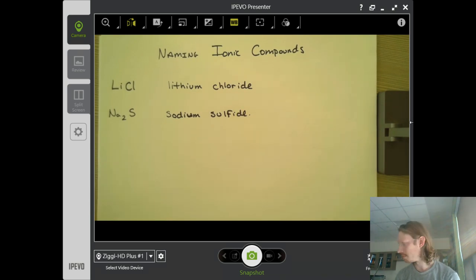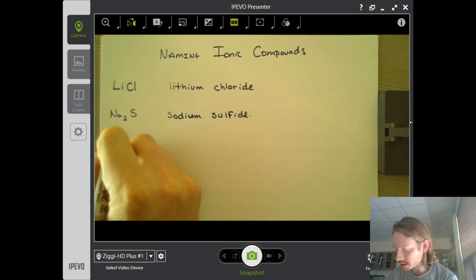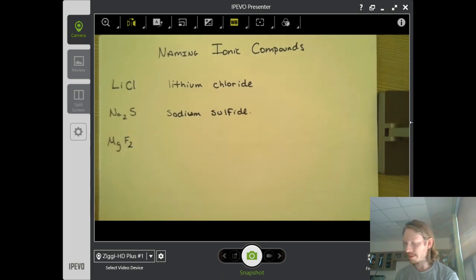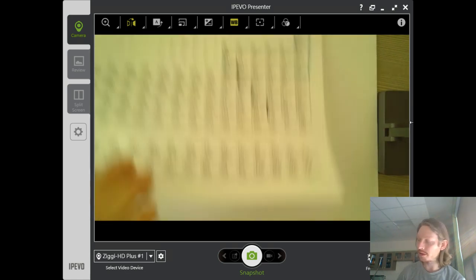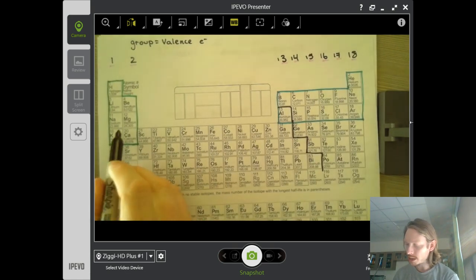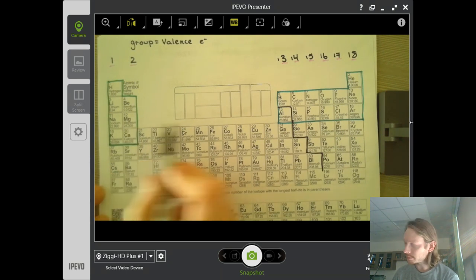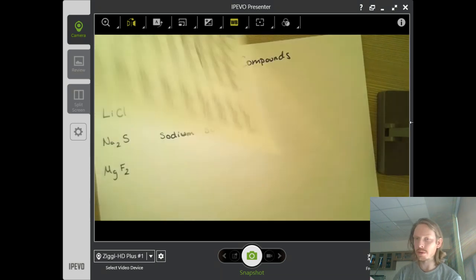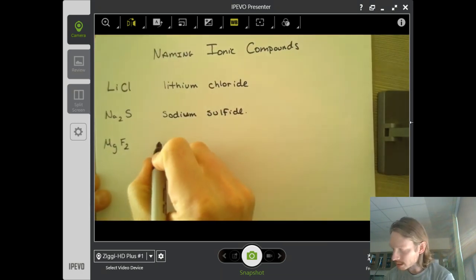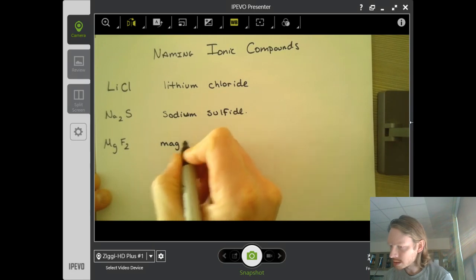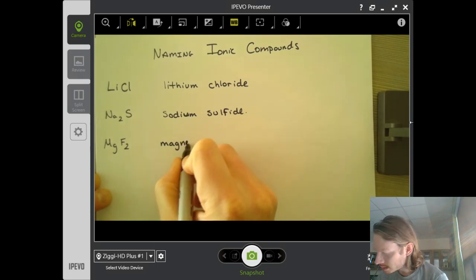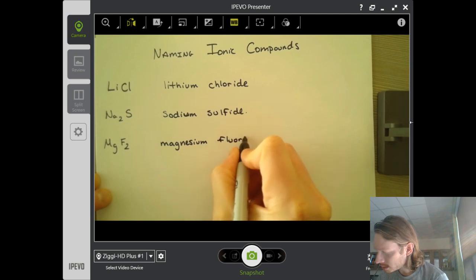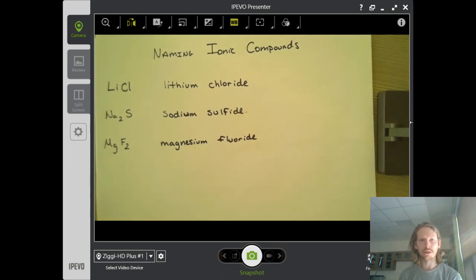Let's try one more. MgF2. Okay, so go to the periodic table, figure out what elements we're talking about. Mg, number 12, is magnesium, and number 9, fluorine. So magnesium and fluorine come together to create magnesium fluoride.